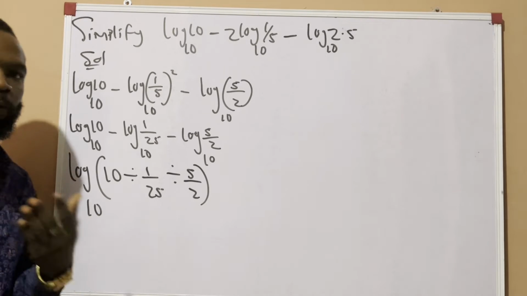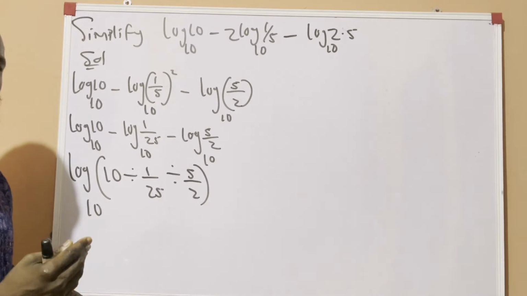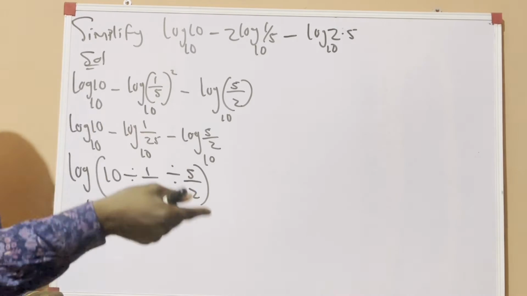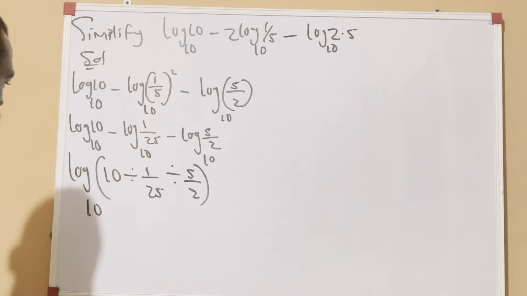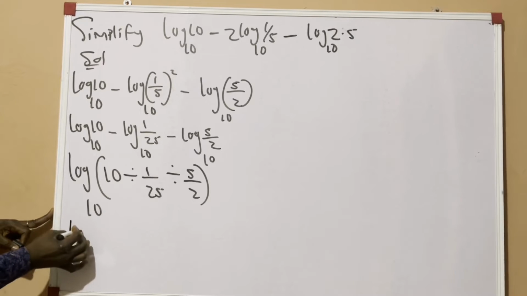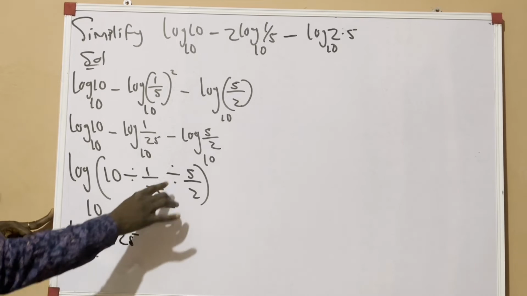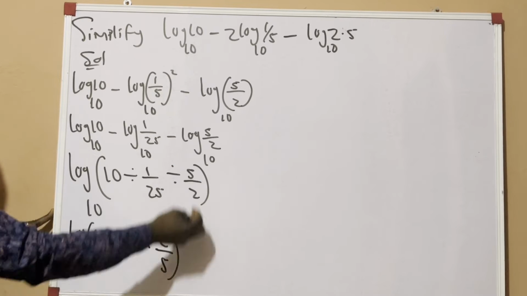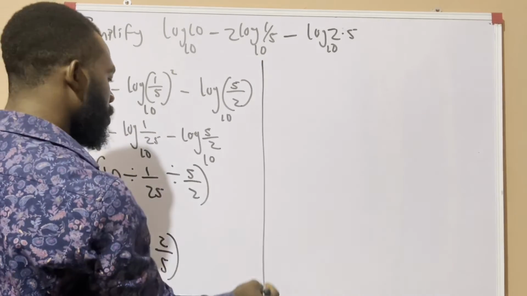Now we all know that in fraction, division changes to multiplication. And when division changes to multiplication, the fraction after the division sign reciprocates and becomes 25 over 1. And we all know 25 over 1 still gives us 25. So here becomes log, 10 times 25. Now division also changes to times. So what I'm going to have here is 2 over 5, because the fraction also reciprocates after the division sign, all to the base of 10. Are you with me? It is as simple as that.